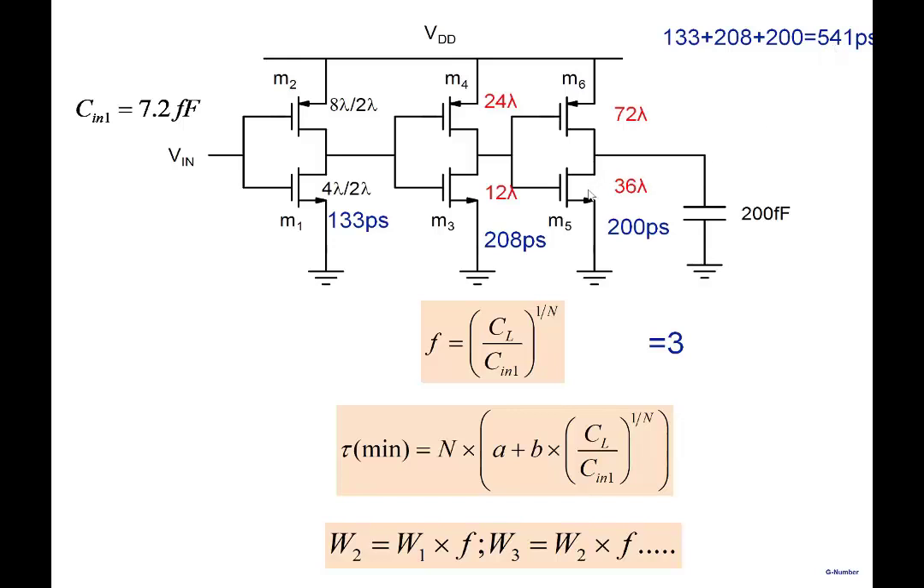Now, remember what this method is trying to do? It is trying to equalize the delay of each inverter by taking the ratio of this to this and the ratio of this to this to be the same. So yes, 200 picosecond and 208 picosecond, reasonably close. This didn't come out to be the same, and we can see why. The method is failing to some extent because it's assuming that each inverter is of the same kind.